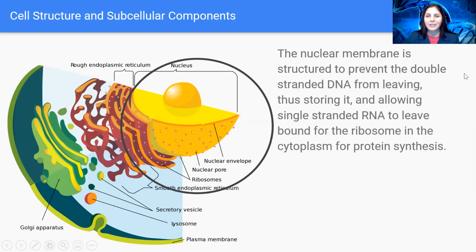Now, the nuclear membrane is structured to prevent the DNA from leaving. So the only genetic material that gets to leave the nucleus is going to be RNA, and specifically messenger RNA. That messenger RNA is able to leave the nucleus, and it carries with it the message from DNA. It then carries it all the way to a ribosome, which is the site of protein synthesis.